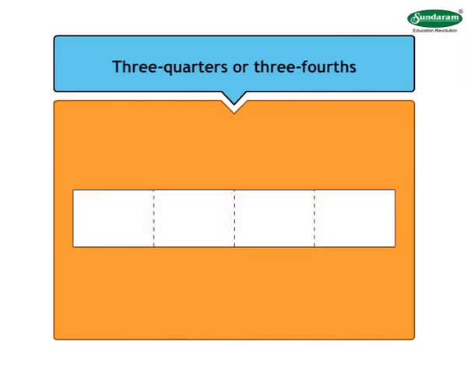Now, let us proceed further and do one more activity to learn about 3/4. Take a rectangular paper divided into 4 equal parts. This means it is divided into 4 quarters. Now, color 3 parts out of the 4. This means out of 4 quarters, 3 quarters are colored.